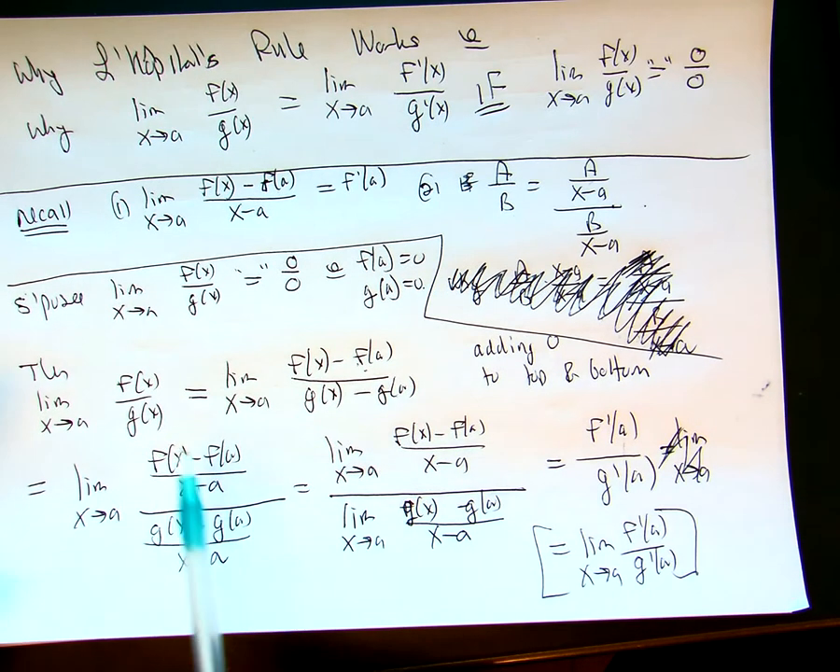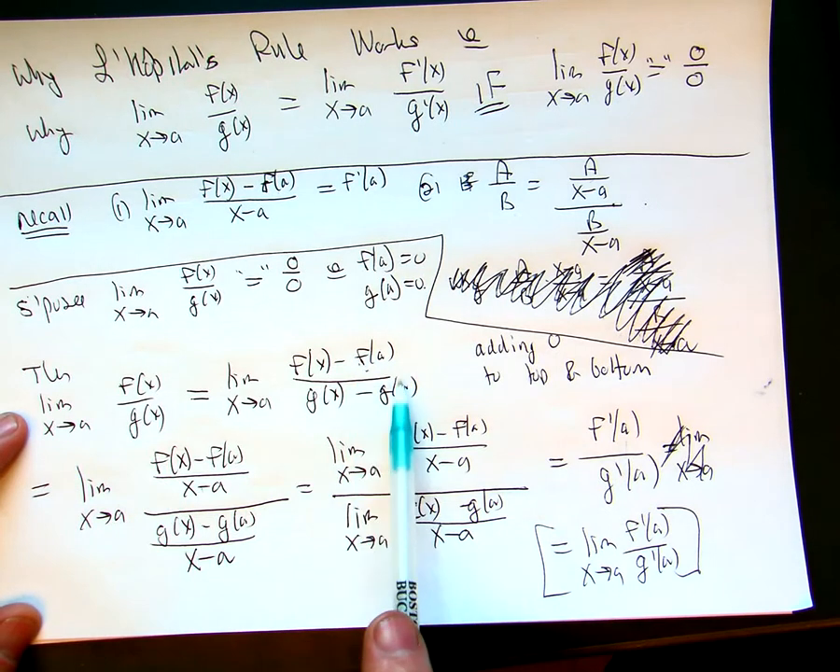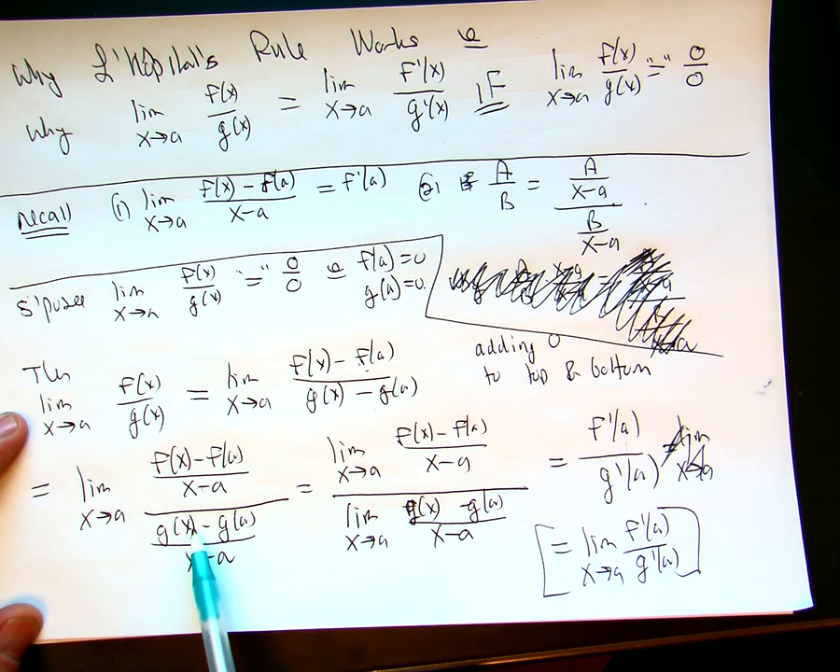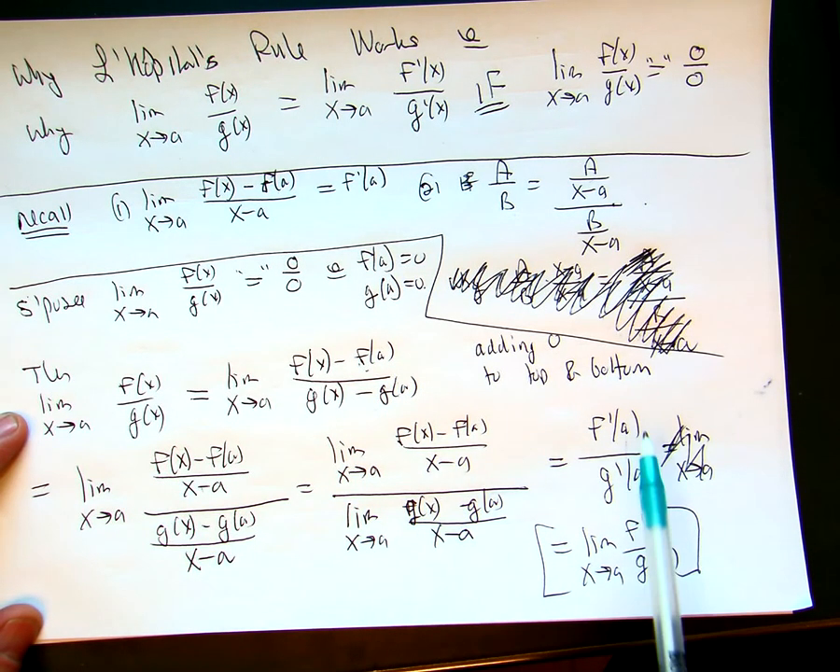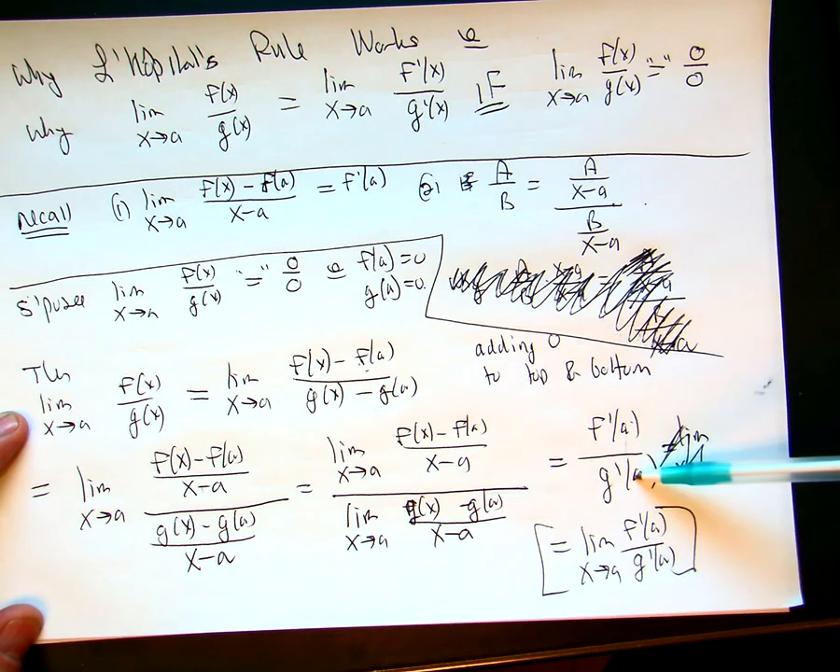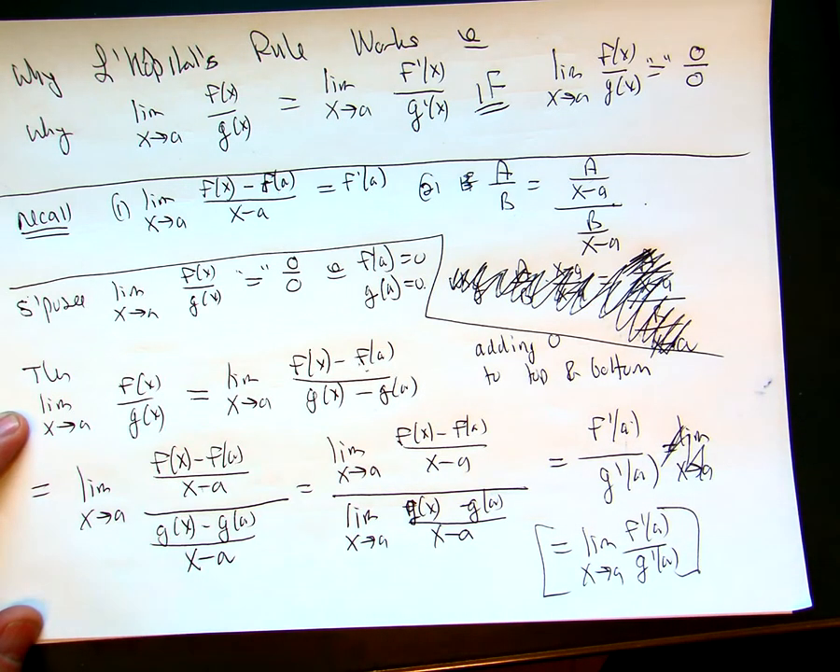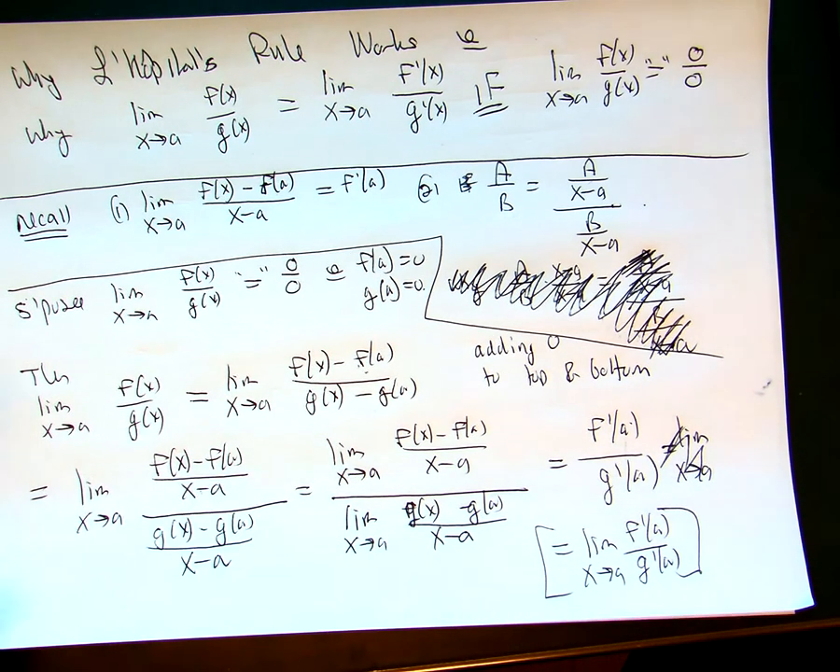Again, it's straightforward. Start with f over g, add 0, divide by 1, separate the limits into two separate limits, you get the derivatives. If these exist, in other words, if I'm only doing L'Hopital's rule once, that is going to equal that. And that's it.